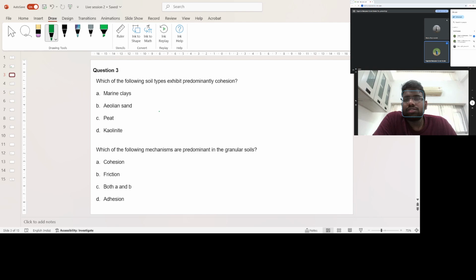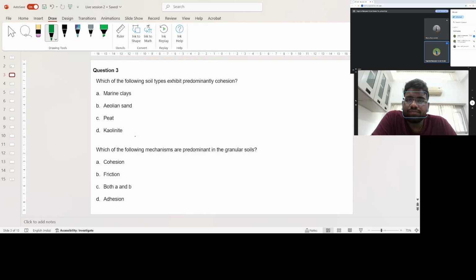Which of the following soil types exhibit predominantly cohesion? Option A, marine clays. Option B, aeolian sands. Option C, peat. And option D, kaolin.